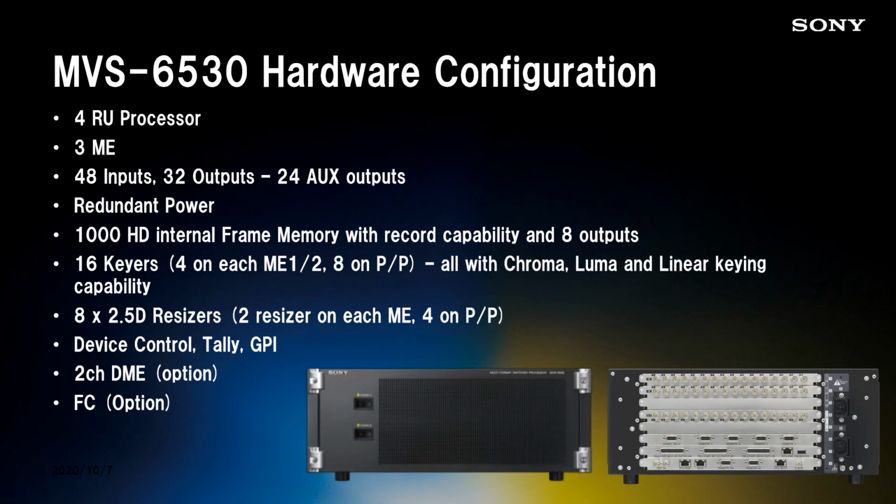And this is the hardware configuration of MVS 6530. You can see it's the extension of the MVS 3000A series. It provides more keys and more inputs and outputs, same as 3000A with 4RU processor and 1000 internal frame memory, and totally it has 16 keys and 8 2.5D resistors available on it, 2 resistors on each ME. DME and format converter are also available.